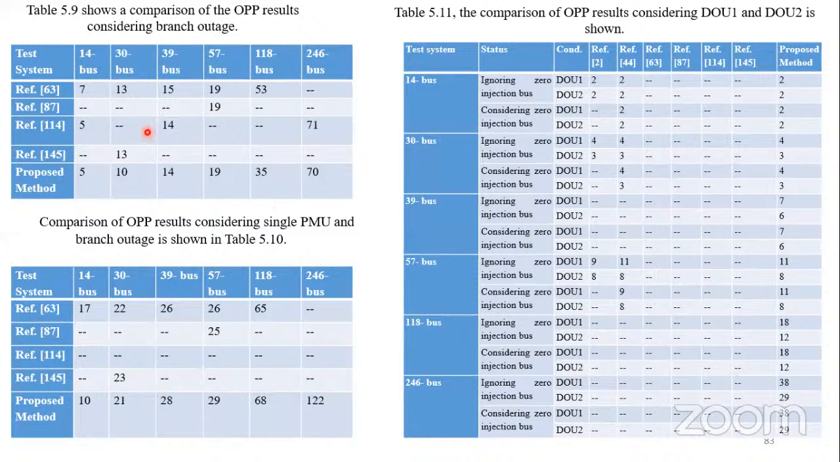Again, we have done some comparison during the branch outages, and we have found that our solution outperforms all the others. Here you're seeing that 5 is for the 14 bus system, and 10 for the 30 bus system. For 39 it is 14. Similarly, we can see that these are some solutions. This is also for the single PMU and branch outage. So this is also somewhat reliable.